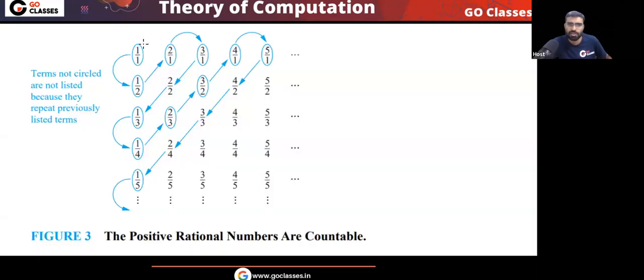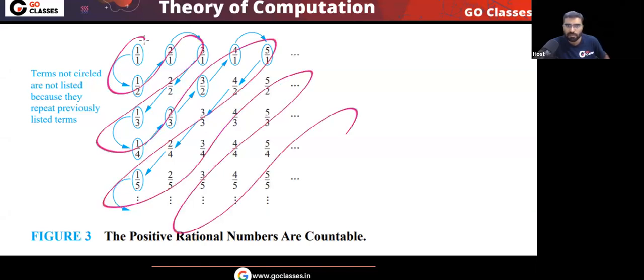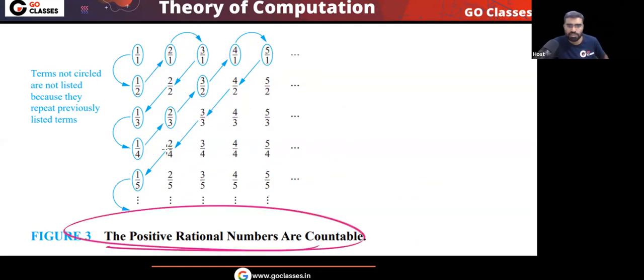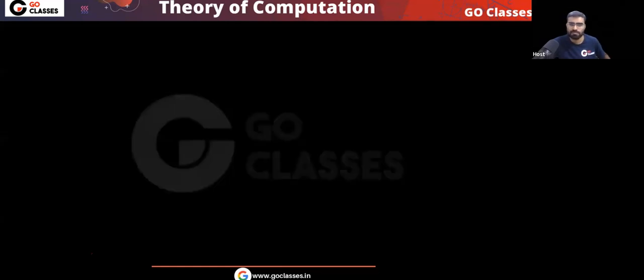Ultimately, I am saying that Q plus is countable. You can see some authors create this type of beautiful path. So I can say positive rational numbers are countable. Is this clear? So far, everything is clear.